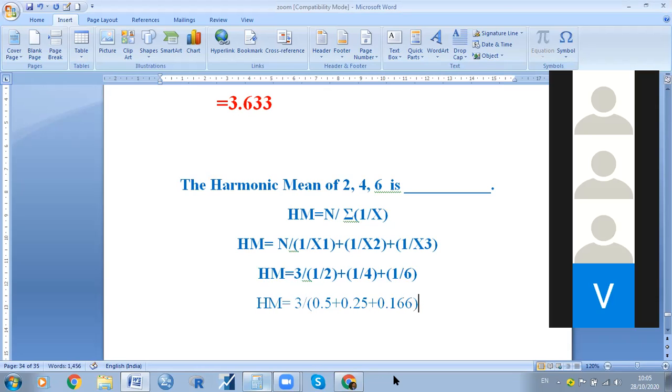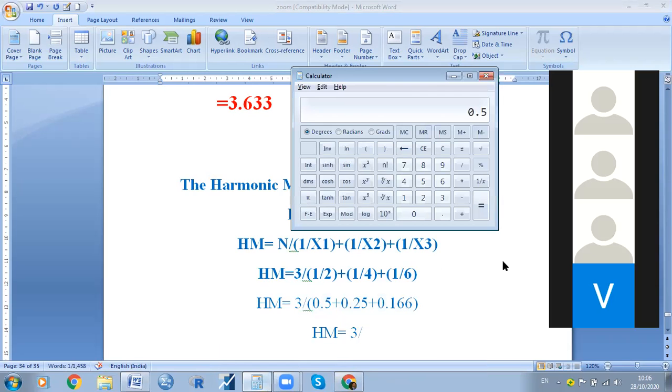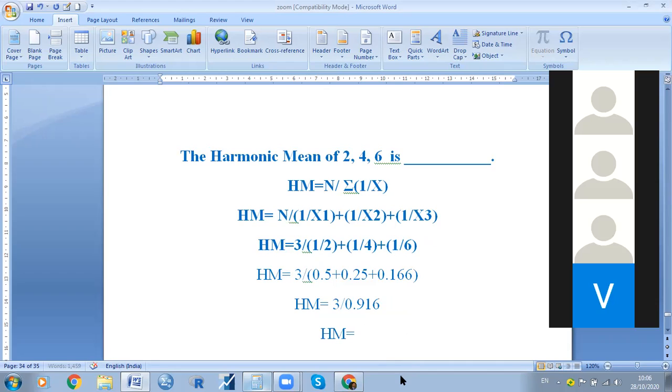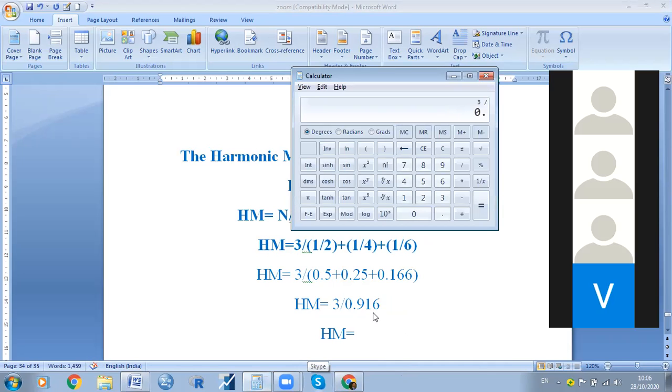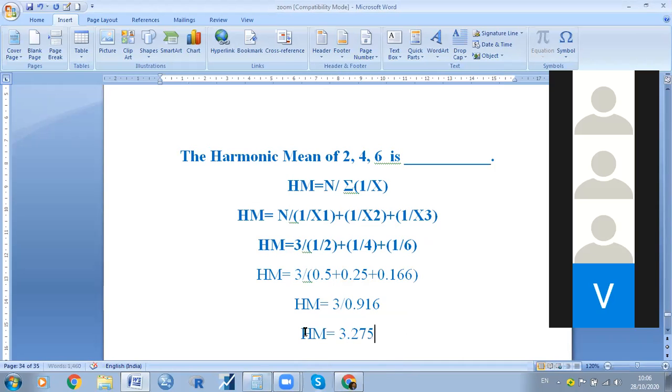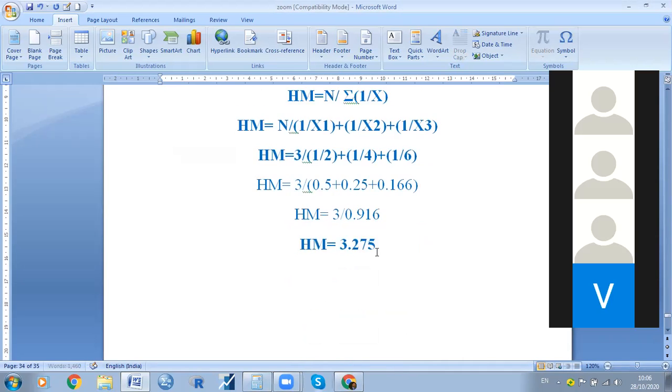Then the harmonic mean is equal to 3 divided by the sum of these values: 0.5 plus 0.25 plus 0.166, which is 0.916. So the harmonic mean is 3 by 0.916. How much will you get? 3.27, or 3.275.